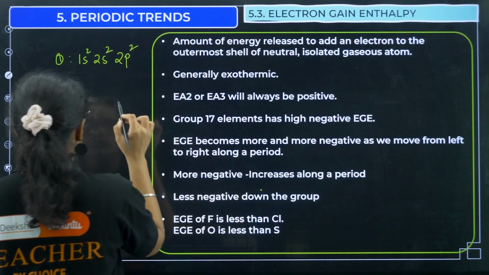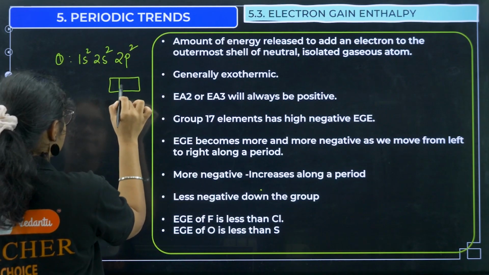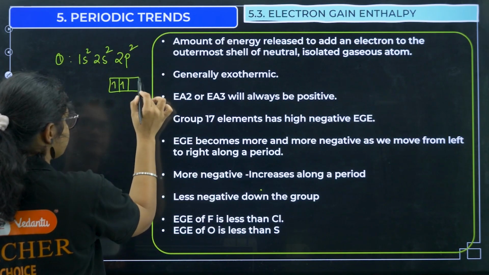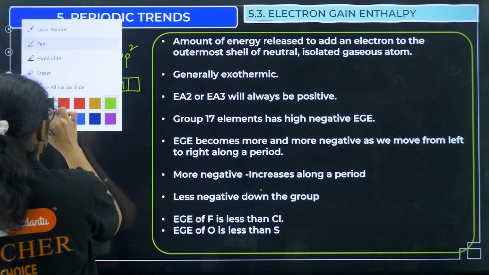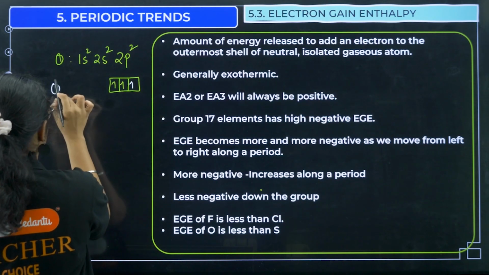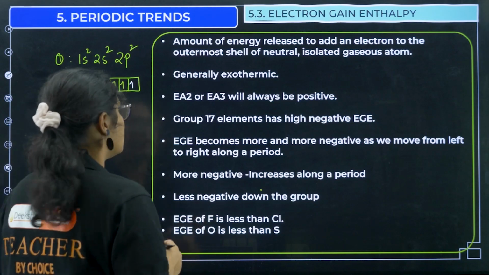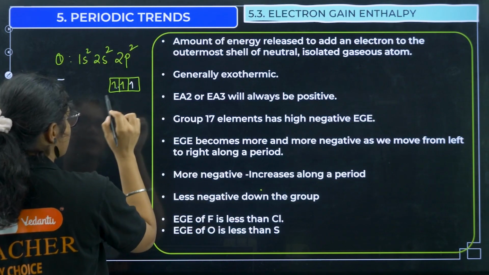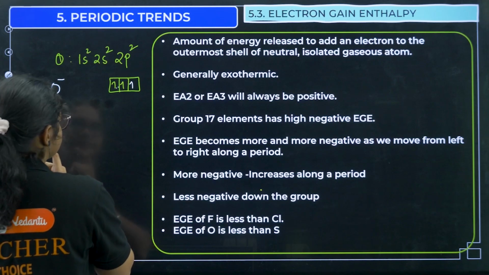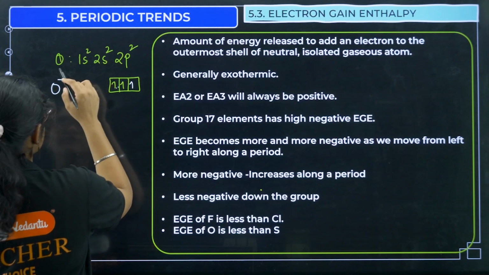So what I did, you see we have 2p2 here. This shell is vacant, this orbital is vacant. I added one new electron here. So now what did it become? It became O minus. Now I want to add another electron, one more electron here, right? So the configuration is correct.